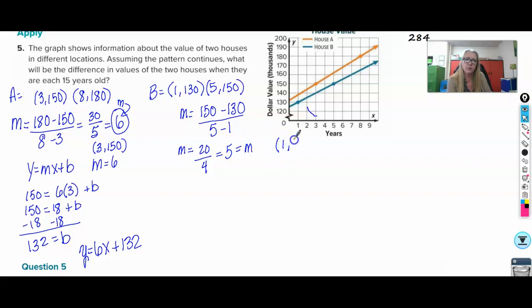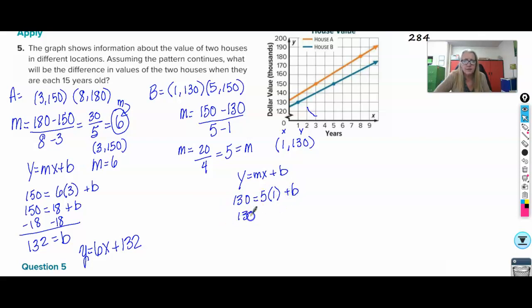Now let's use 1 point. Let's use the smaller one, 130. So we have an x and a y. Okay, and we're going to use y equals mx plus b to find the initial value, or how much the house cost initially. Now you're saying, why don't you just look at the graph? It's hard to tell exactly what the initial value was on either one of these houses, all right? That's why we're having to use this. So we have a y of 130, m is 5, x is 1, and we're trying to find what b is.